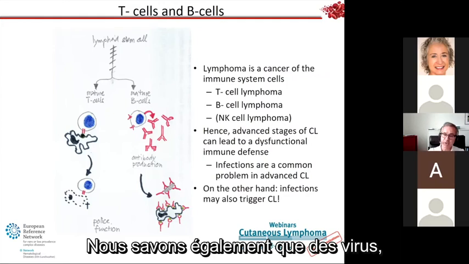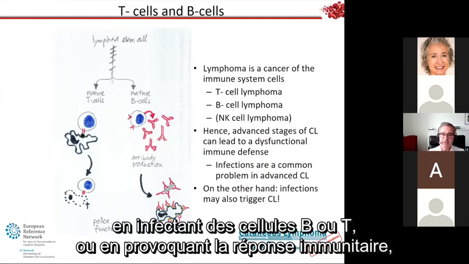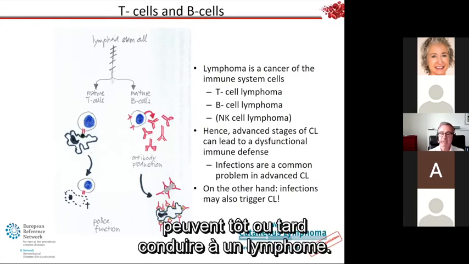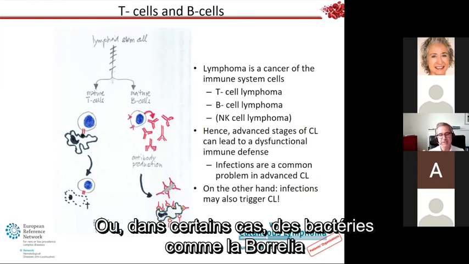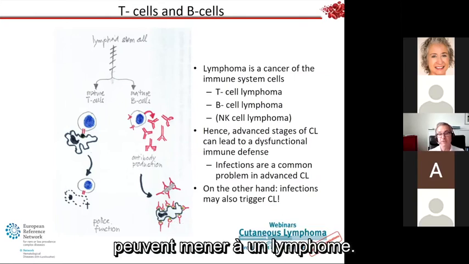On the other side, we also know that some viruses, if they infect B or T cells, or if they trigger an immune response, may actually sooner or later lead to lymphoma. For instance, EBV infection can lead to lymphoma, or in some cases it has been described that also bacteria such as Borrelia can lead to lymphoma.